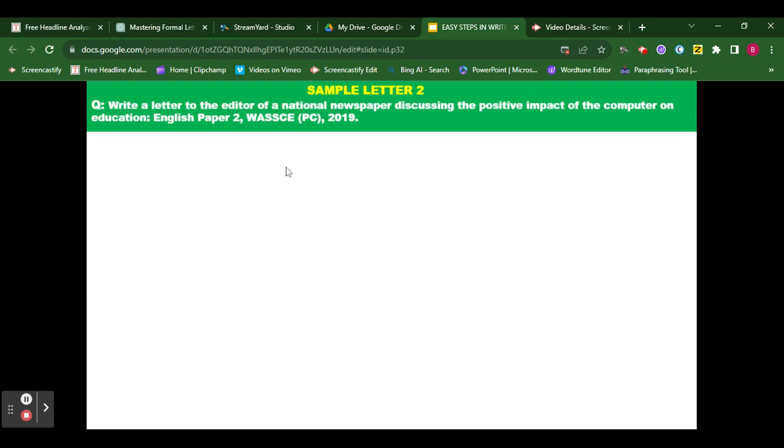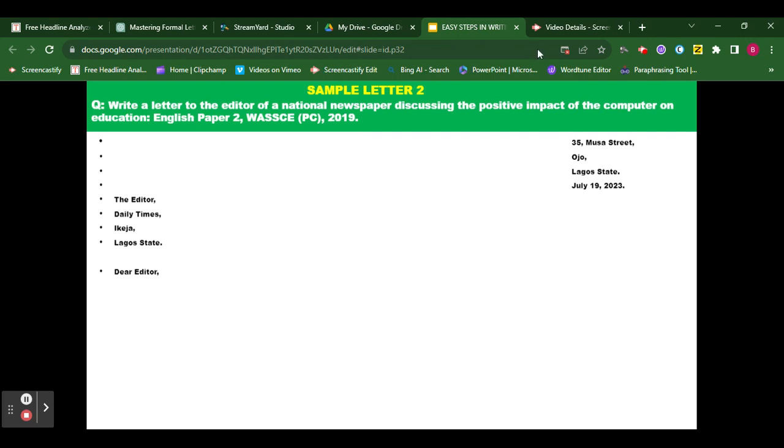Let's look at sample letter 2, and the question is as follows. Write a letter to the editor of a national newspaper discussing the positive impact of the computer on education. English paper 2, WASSCE 2019. Now, let's begin with the address: 35 Musa Street, Ojo, Lagos State, full stop, July 19, 2023. The editor, that's the official designation, Daily Times, Ikeja, Lagos State. So you have the receiver's designation and address.